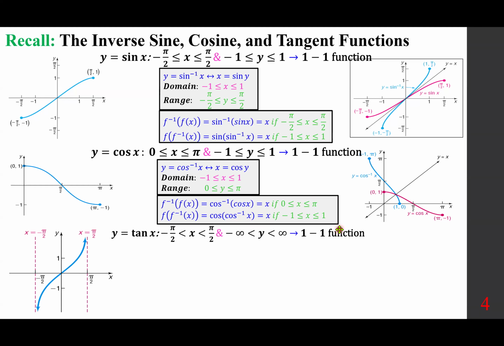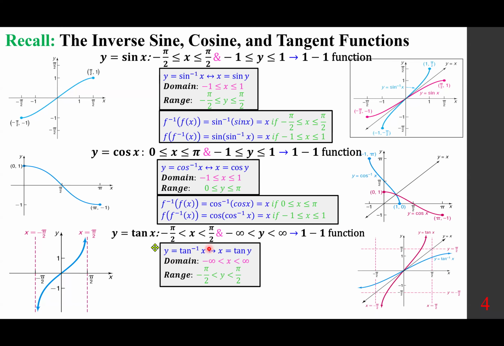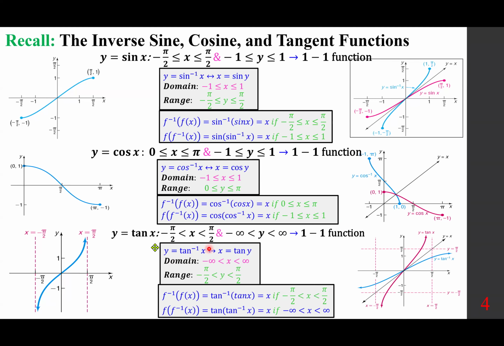And the same thing for tangent. It will be restricted between negative pi over 2 and pi over 2. Of course, the endpoints are not included, and now it has an inverse. Domain becomes range, range becomes domain, and tan inverse of tan x is x as long as x is between negative pi over 2 and pi over 2. Tan of tan inverse x is x as long as x is between negative and positive infinity.